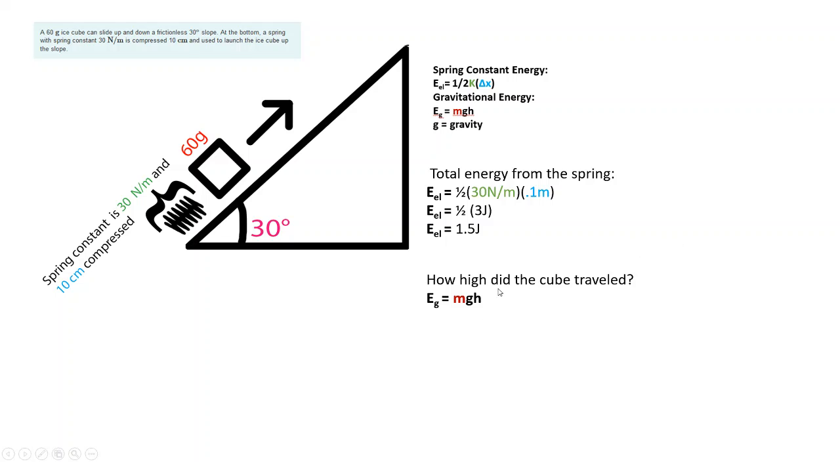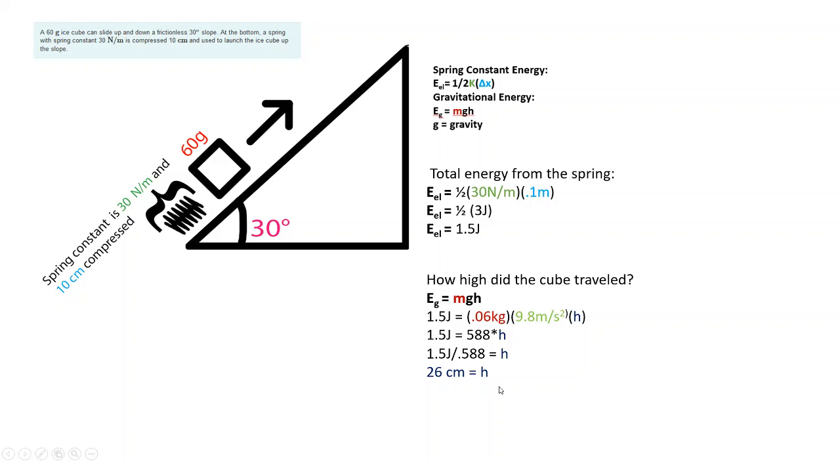Now that we found the total energy in the system, we can substitute it into the gravitational energy formula: 1.5 joules equals 0.06 kilograms, which is the mass of the cube, multiplied by 9.8 meters per second squared, which is gravitational pull downward. Multiply these two out, which is equal to 0.588 kilograms times meters per second squared. Then you can divide this number by 1.5 in order to find the total height the cube travels upward. In this case, it will be 26 centimeters.